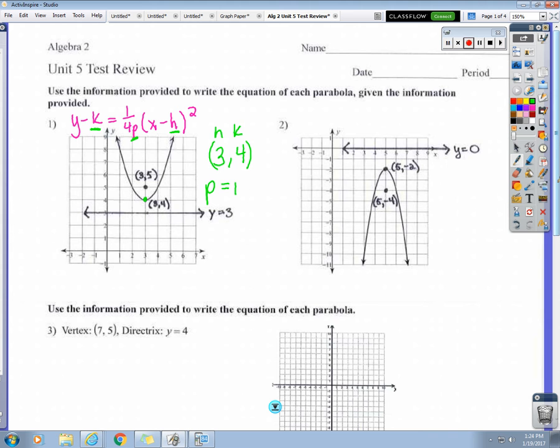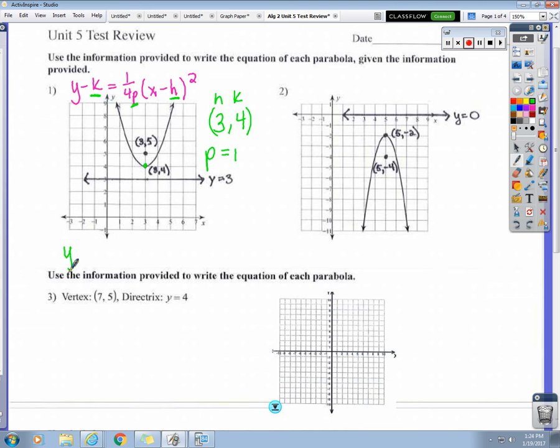1 unit. So now we'll write y minus k, which is 4, equals 1 over 4 times p, which would be 4 times 1, and then (x minus h) squared, and then since it's positive, since it opens up, that's positive 1/4. Had it opened down, you would have thrown a negative on it. And then you're done. That's the equation for that parabola.